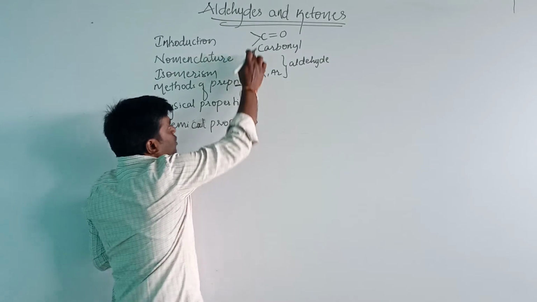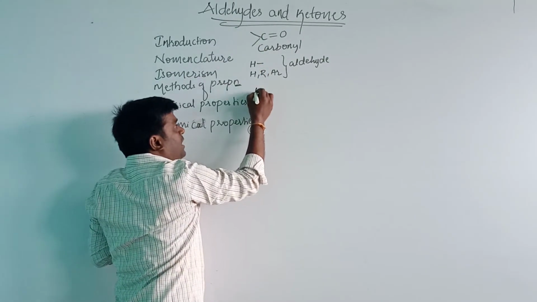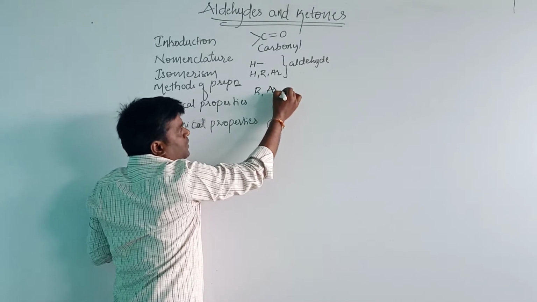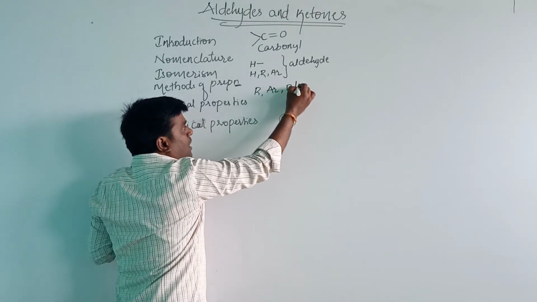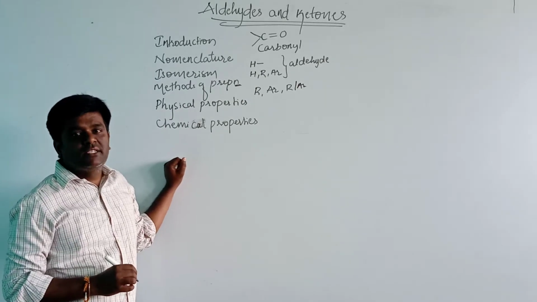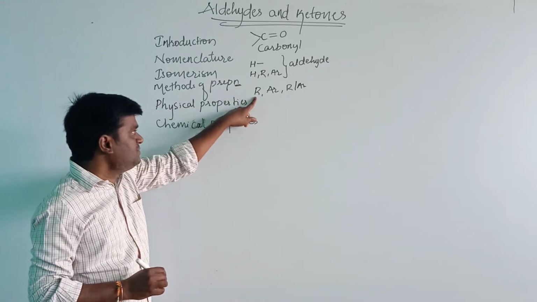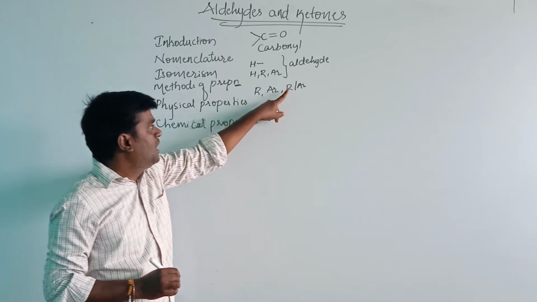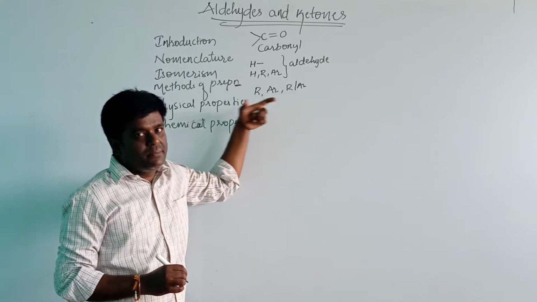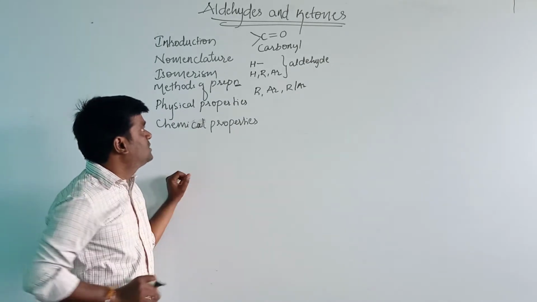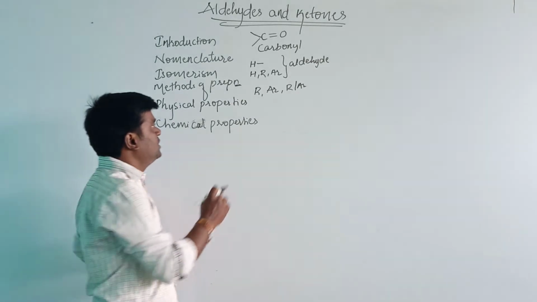Ketone means both the valencies must be satisfied by an alkyl group, aryl group, or alkyl aryl group. In the ketones, both the valencies are satisfied by alkyl or aryl groups. Such types of compounds are known as ketones. Then let us see one example for the aldehydes and ketones.